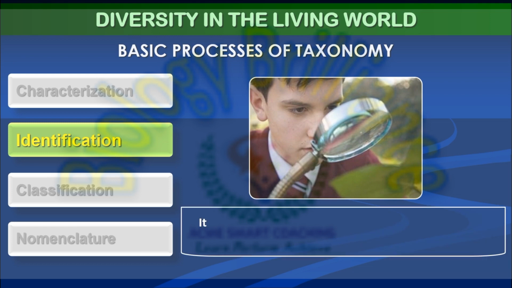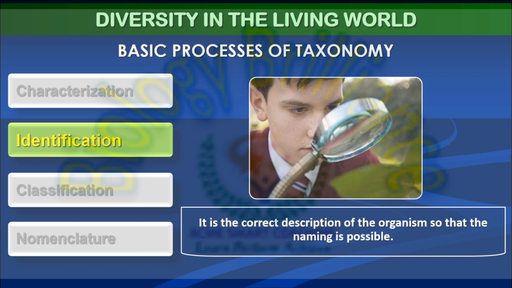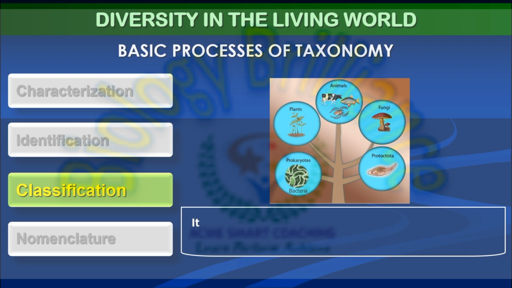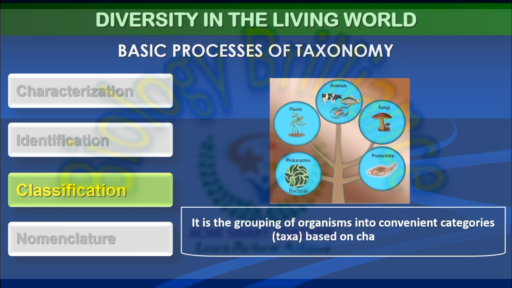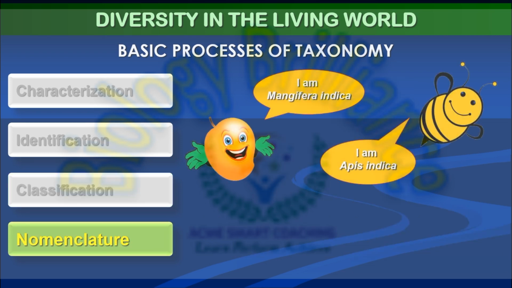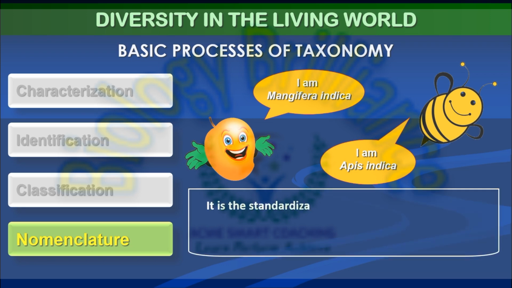Identification: it is the correct description of the organism so that naming is possible. Classification: it is the grouping of organisms into convenient categories, taxa, based on characters. Nomenclature: it is the standardization of names of organisms such that an organism is known by the same name all over the world.